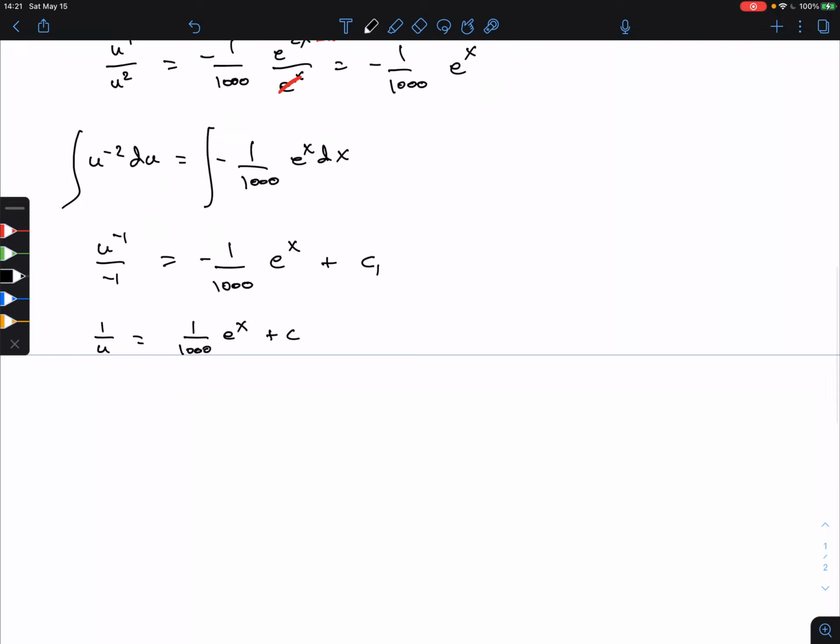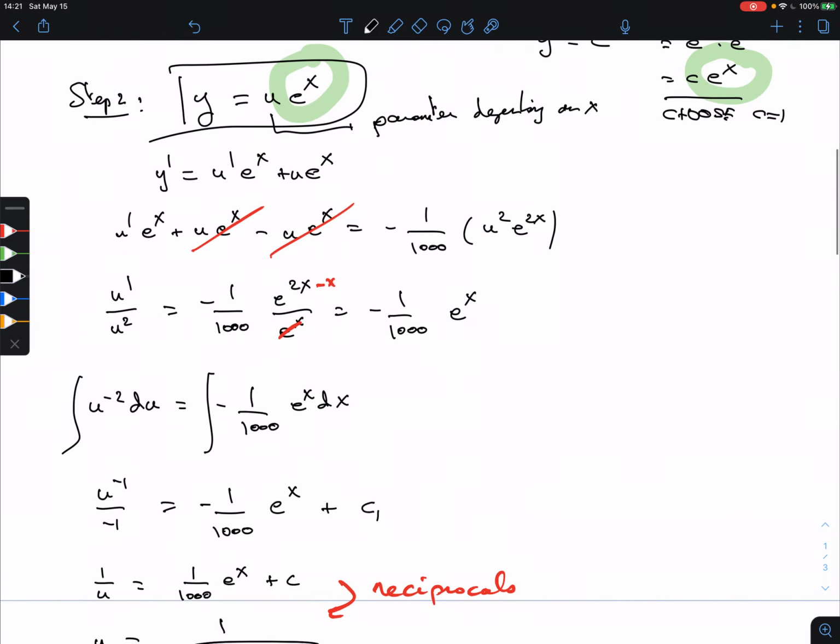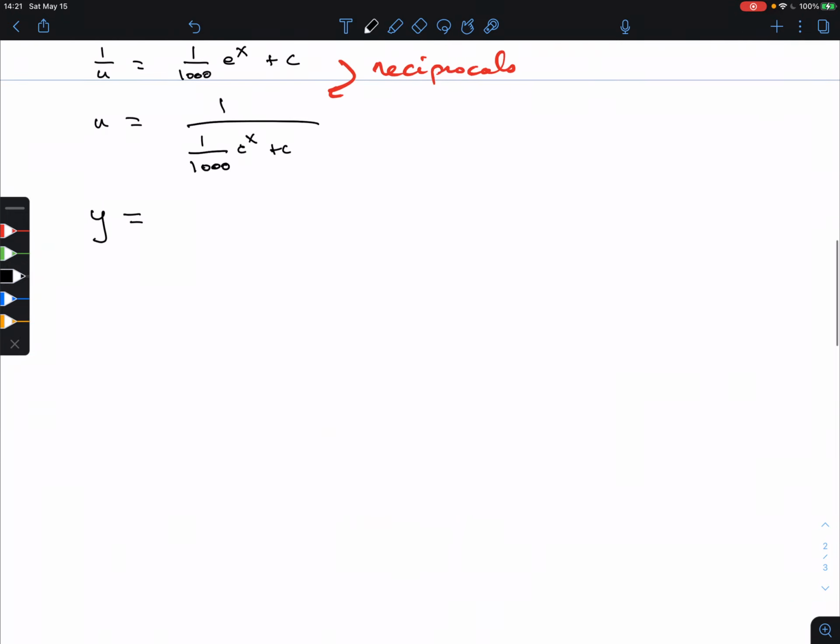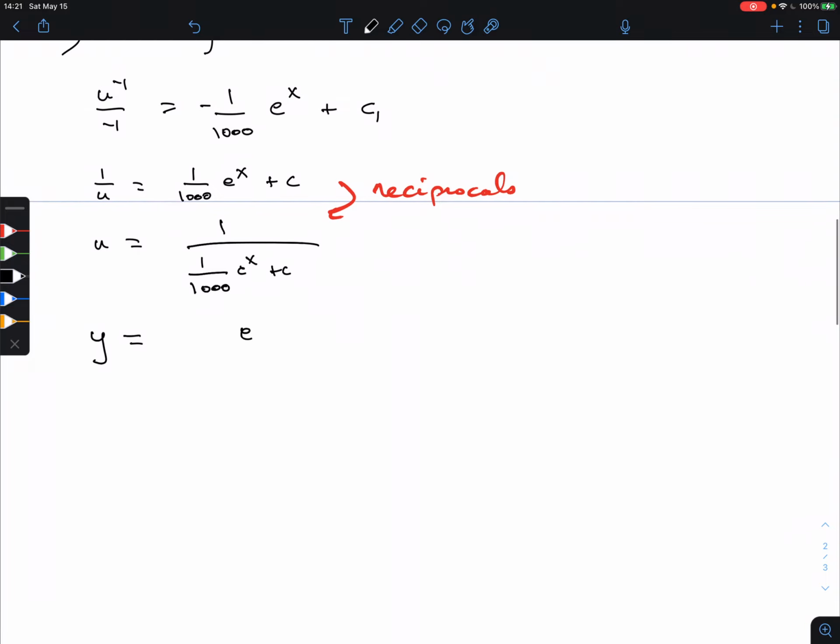The issue is that I have U, so I have to take reciprocals of both sides, because I have to solve for U, right? Or cross multiply, or however floats your boat. And we get 1 over 1,000 e^x plus C. So our general solution is that times e^x, right? Remember, this is the formula. So we get an e^x in the denominator too: e^x over C plus 1 over 1,000 e^x. And that's our general solution.